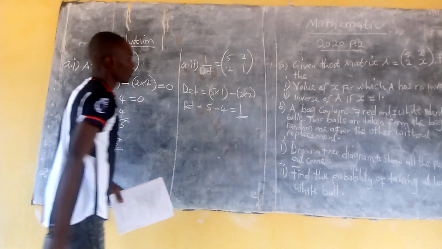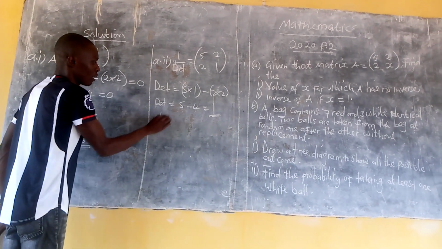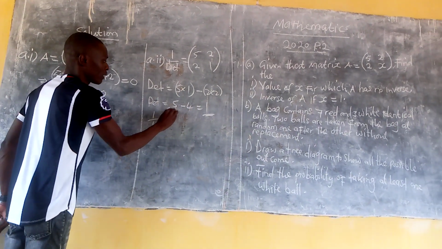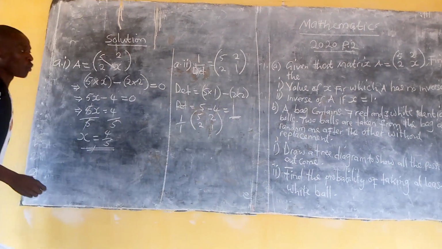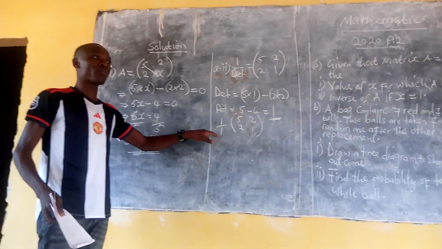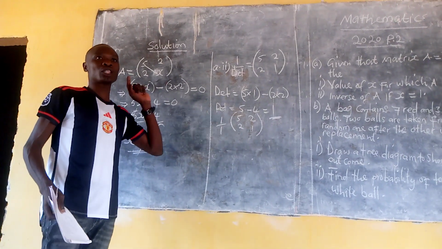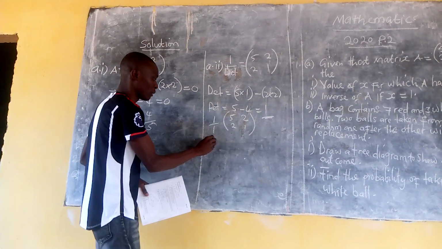So the determinant is 1. It will be 1 over 1 of the matrix 5, 2, 2, 1. That's not all. The determinant here is 1 over 1, and 1 over 1 is just 1.